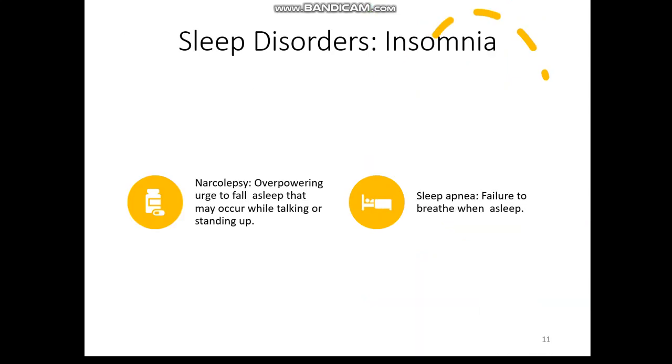Sleep disorders, we have furthermore narcolepsy, an overpowering urge to fall asleep that may occur while talking or standing up. Sleep apnea, failure to breathe during sleep.